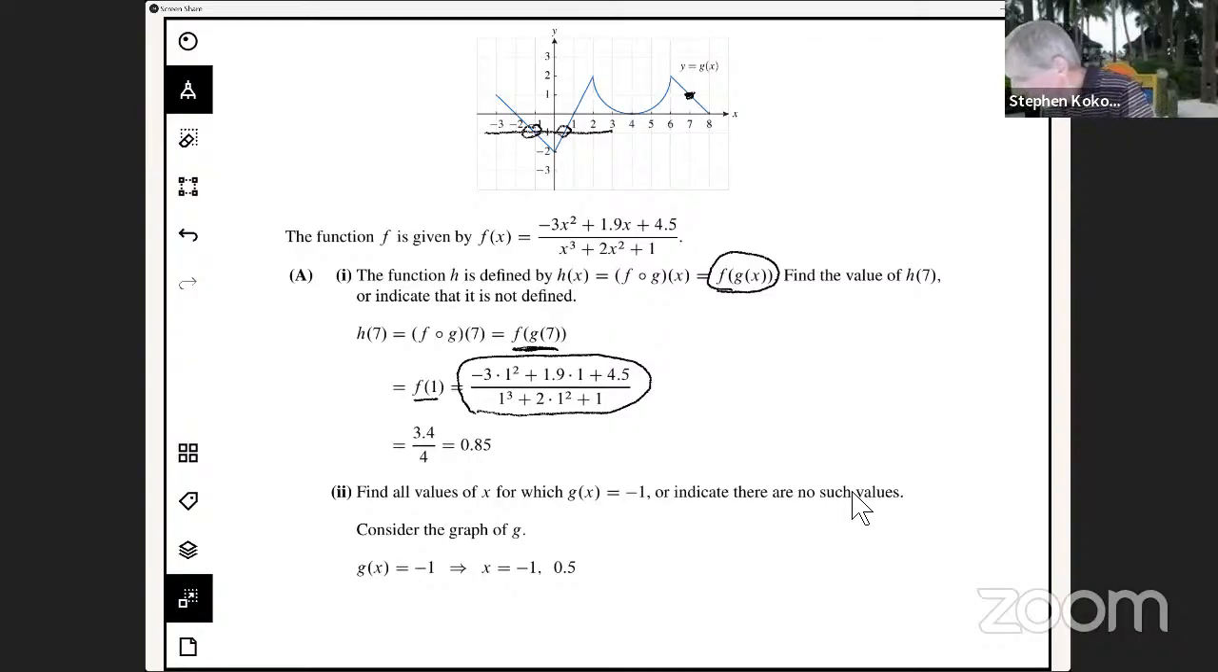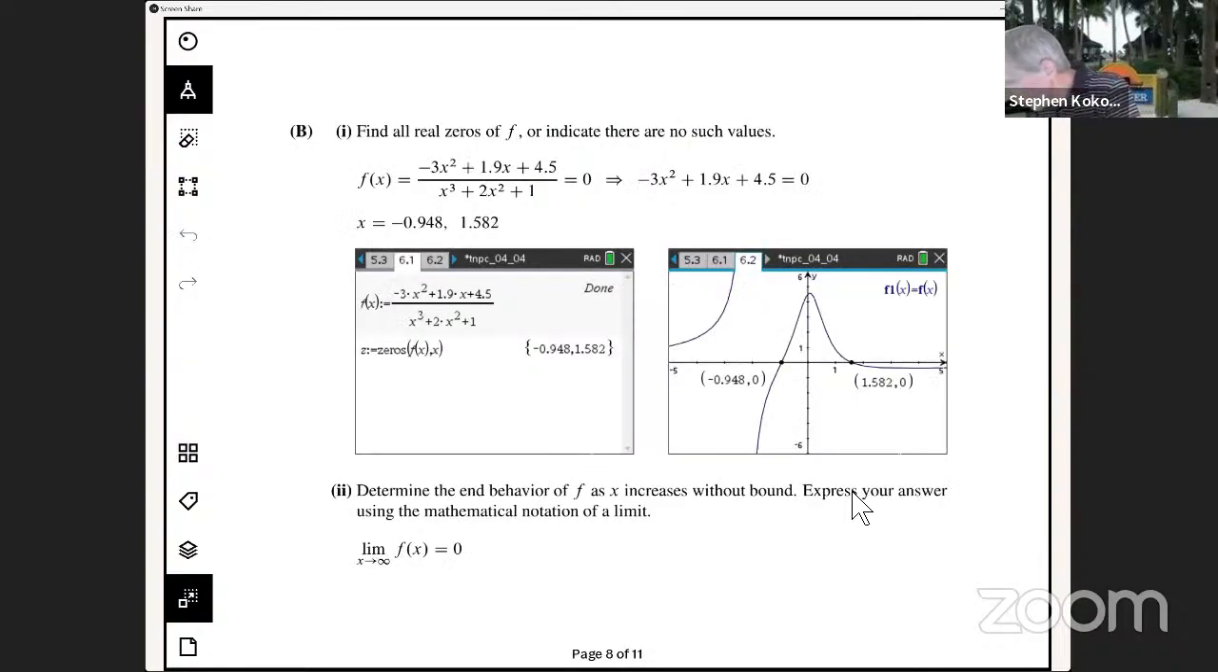So real quickly here in part B, find all the zeros of f or indicate that there are no such values. Well, we've done several kinds of problems like this evening. f is a rational function. How do you make a rational function zero? Well, the only way really is to set the numerator equal to zero. What I did is I went to the TI-Nspire, defined the function, found the zeros. There are actually two of them here.